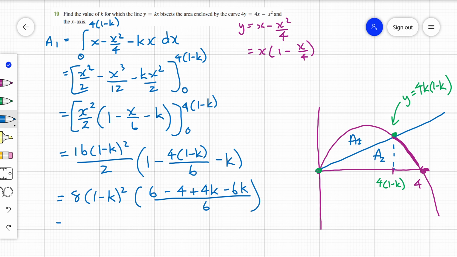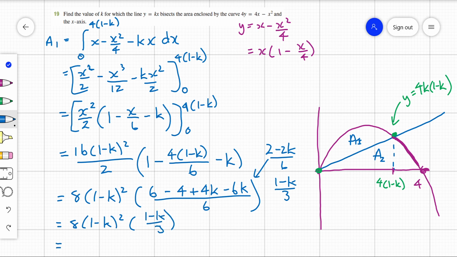Just trying it a different way because I got a wrong answer before. So we've got 6 minus 4 is 2, so we're going to end up with just that bit. Let me have a look. That's 2 minus 2k on 6, so 1 minus k on 3 is what we get.